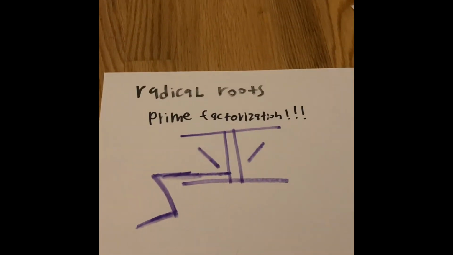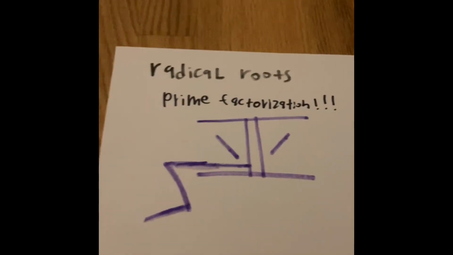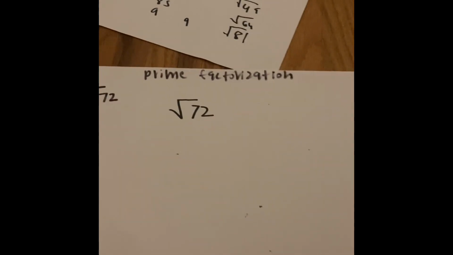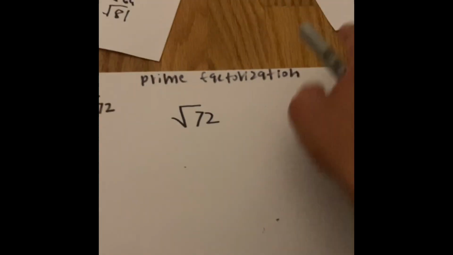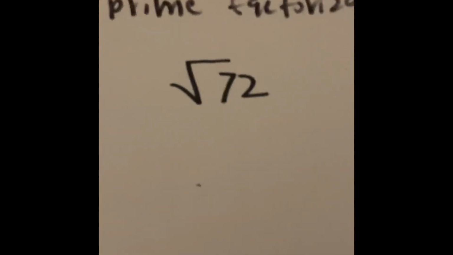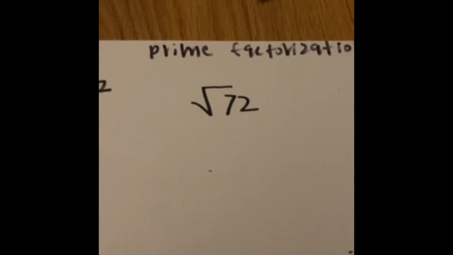So how are we going to use a strategy? Well, prime factorization happens when you gather all of the prime numbers and try to make a tree and pull out information to get to your square root. Here's an example. We have the square root of 72. We have to simplify that because it's not a perfect square.